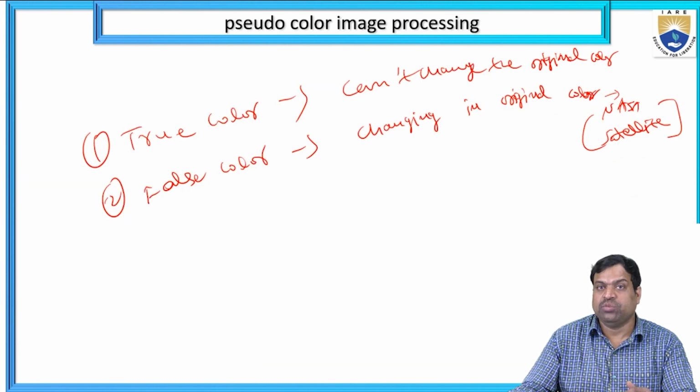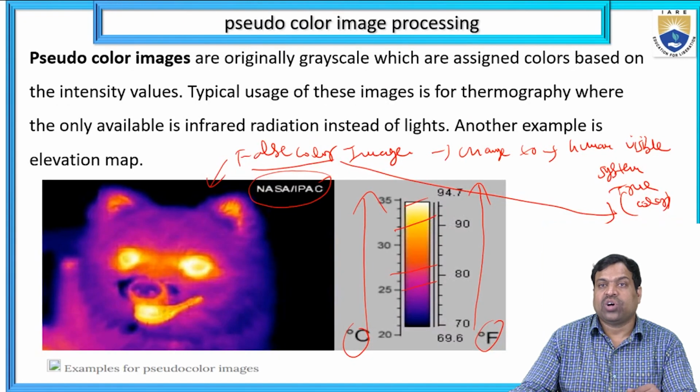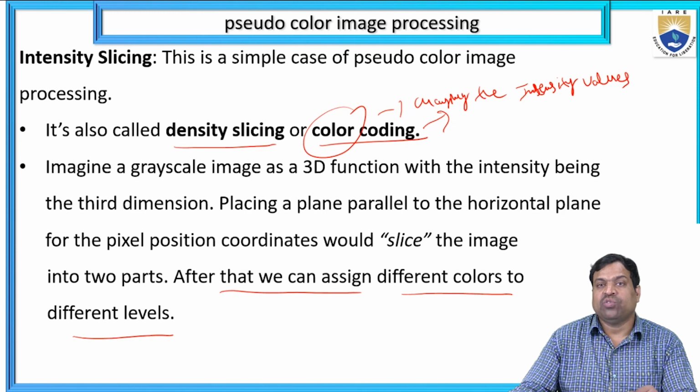How? What are the methods I am using? Here a pseudo color image is an originally grayscale image which is assigned colors based on the intensity values. Typically these images are used for thermography, where the only variable is infrared radiation instead of light. Another example is an elevation map. So what is intensity slicing? It is also called density slicing or color coding.